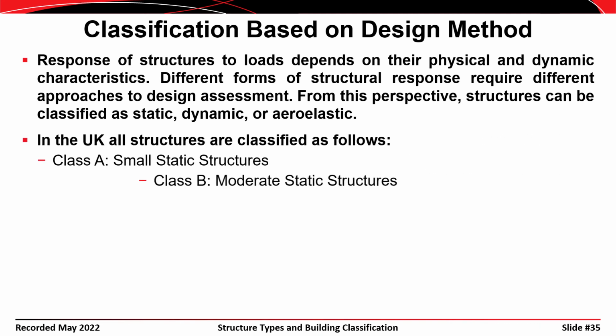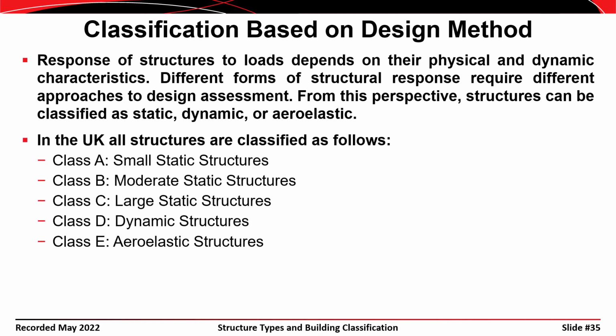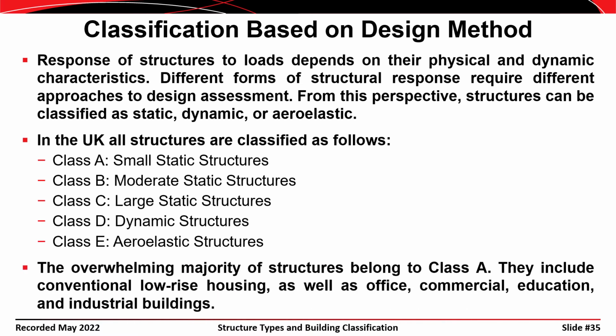Okay, there's also characterization based on the design assumptions or the design methods that are made in a structure. This comes from, I think this is the one slide that alludes to design overseas. In the UK, they characterize the type of design method as small static structures, Class A, or large static structures, Class B, a structure that is characterized based on its dynamic performance, Class D, or an aeroelastic structure, Class E. So the overwhelming majority of structures belong to Class A. They're just small static structures, and that's certainly true in the United States as well.